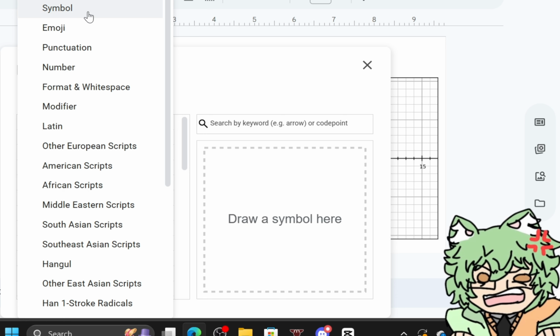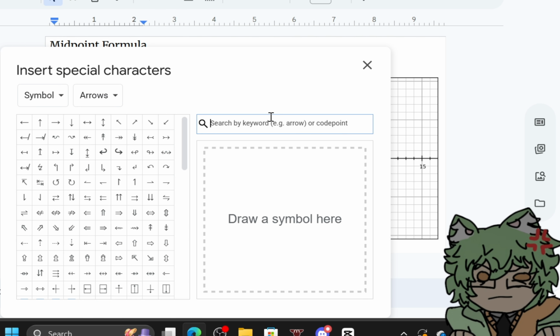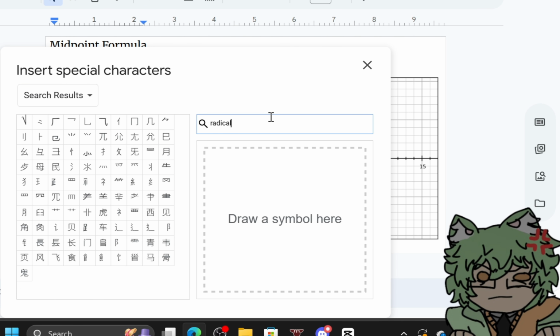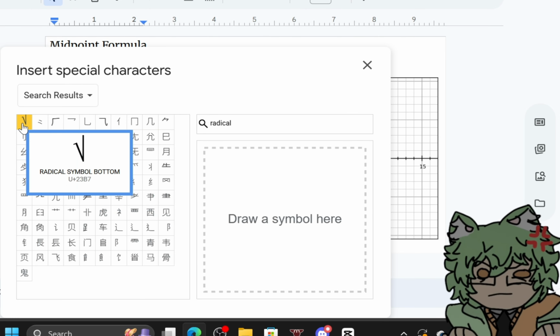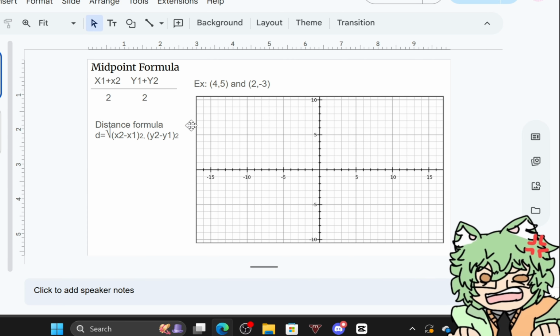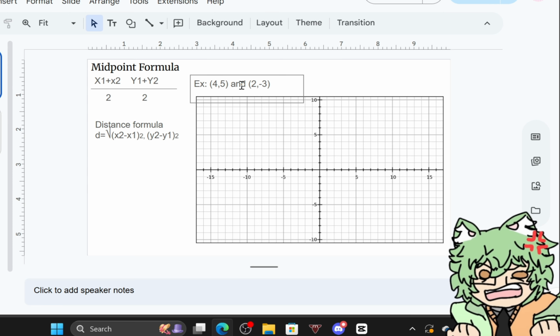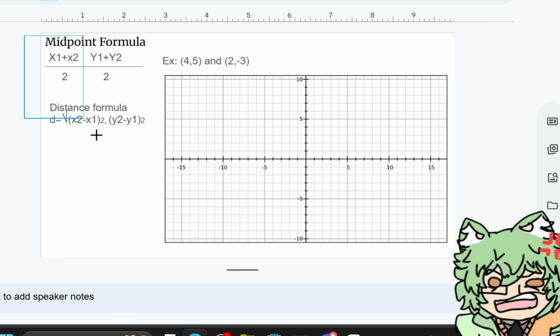Okay, so I'm not schizo. It's just genuinely not there. Radical. Okay, whatever, that is not a radical sign. But if you just came to listen to me yap the entire time, then yeah, I guess so. Whatever. So, midpoint and distance formula.